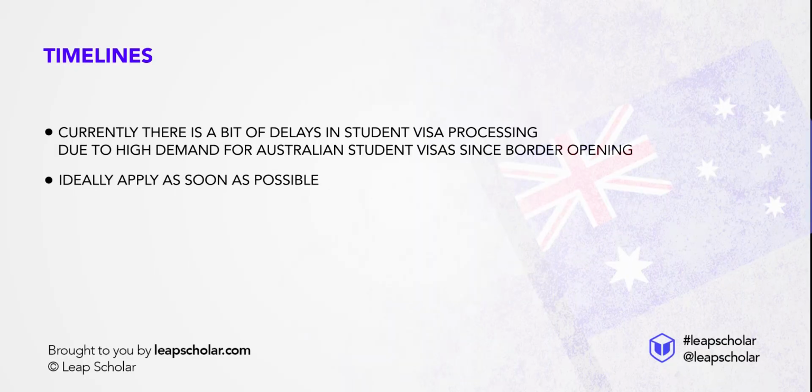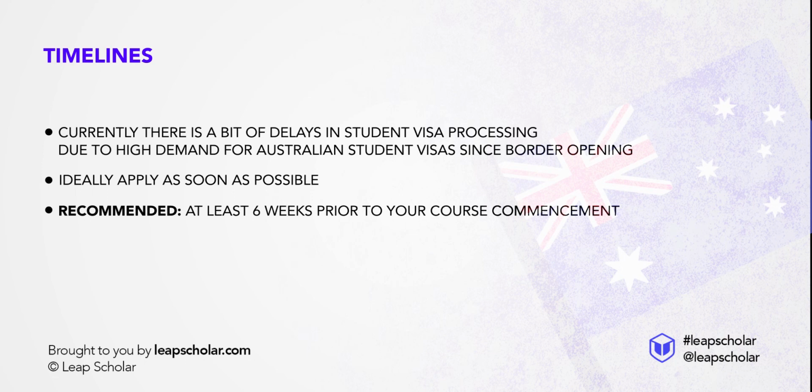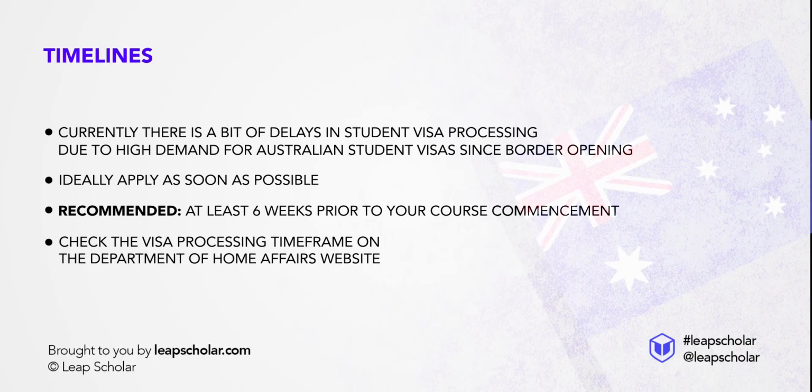But if you are planning to apply for a student visa, ideally you should apply as soon as you're ready to apply. The earlier, the better. Although the Department of Home Affairs recommends students should apply for their student visas at least 6 weeks before their course commencement. So that is the minimum time frame you should allow to apply for your student visa. But as I said earlier, it's always good to apply nice and early. If you want to know more about the global visa processing timeframes, I suggest you check the Department of Home Affairs website. We'll put the link of that in the description below.